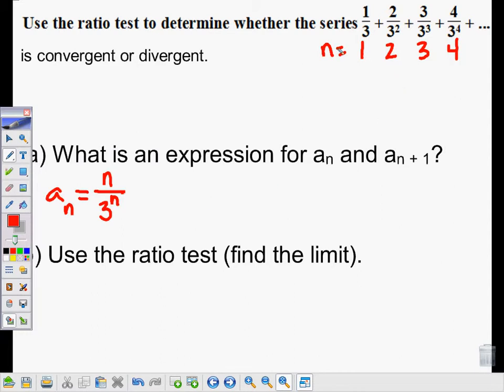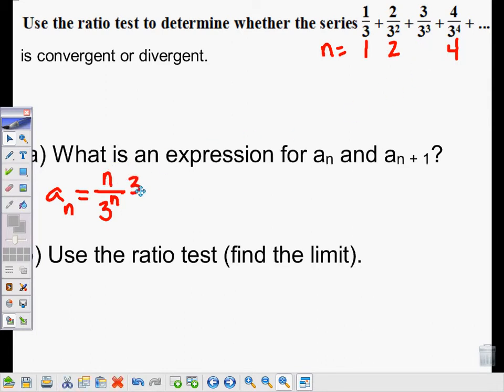Well, if I take my n value of 1 and drop it in here for n and here for n, that would produce 1 over 3 to the first, which is what my first term is. If I took my 2 and dropped it in for n here and for n here, that would give me 2 over 3 to the second, which is what I have here.